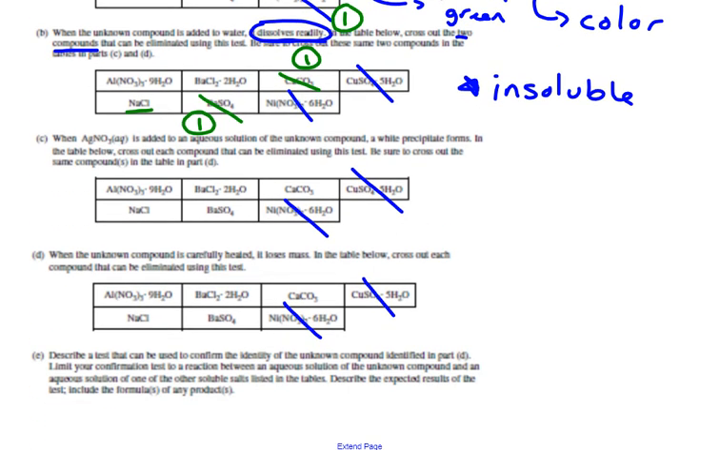When AgNO3 is added to an aqueous solution of the unknown compound, a white precipitate forms. In the table below, cross out each compound that can be eliminated using this test. All right, so let's talk about this. When I add AgNO3, this is actually what happens. These break apart, and it's going to combine with something else. Which one of those two is going to be part of that precipitate? The Ag or the NO3? We should know that. The Ag, because NO3 is really soluble, right? So this is what I'm looking for: my solid plus something NO3.